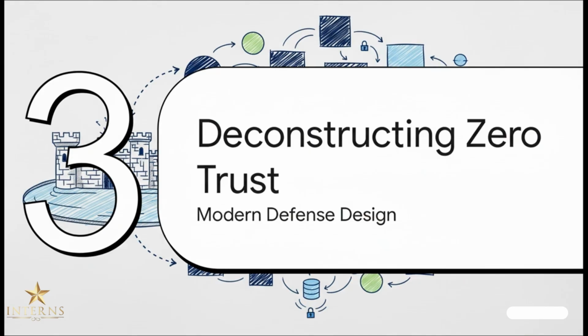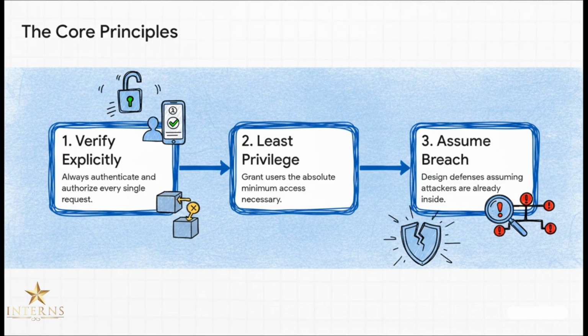So, okay, that's the philosophy. But how do you actually build a system based on that? What does it look like in practice? Let's deconstruct the architecture of this modern defense. Zero trust is really built on three core principles. First, verify explicitly. This means you don't trust any request until it's been properly authenticated and authorized. Second, use least privilege access. You give people access only to the exact resources they need to do their job and absolutely nothing more. And third, and this one is a real game changer, assume breach. You build your system with the expectation that an attacker is already inside. This forces you to design defenses that limit the damage they can do once they're in.